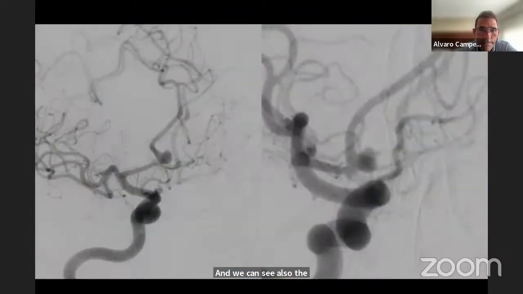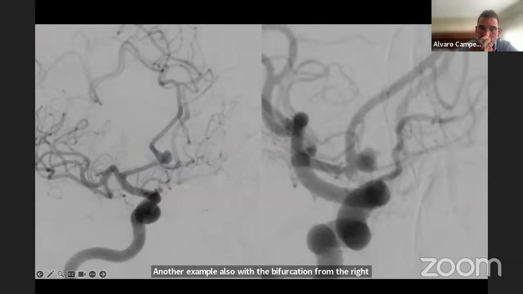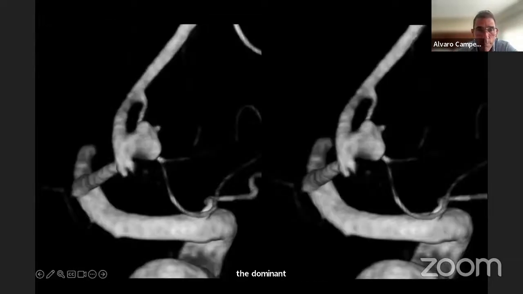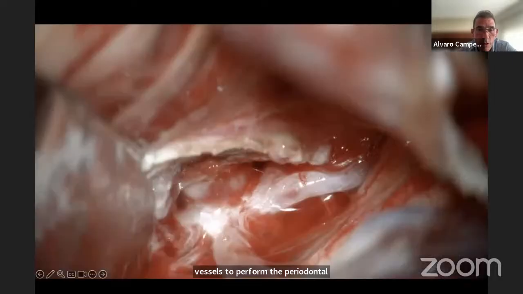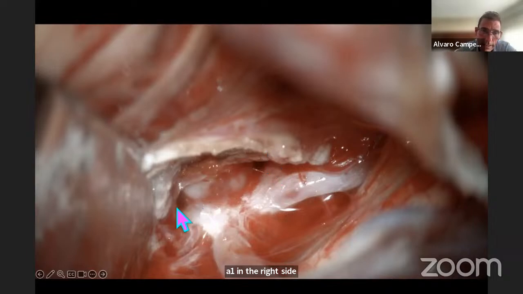Another example, also with the bifurcation from the right side. Usually we use the dominant vessels to perform the pterional approach, in the 3D projection. And the same thing, we can see here A1 on the right side, A1 on the left side, A2 contralateral, A2 ipsilateral. We can see the recurrent artery of Heubner and the orbitofrontal branch.